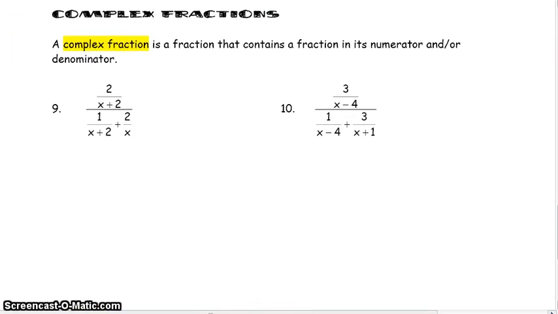Now, this last part, complex fractions. So a complex fraction is a fraction that contains a fraction in its numerator and/or denominator. Okay, so don't be frightened by this. The only thing that you need to remember when using complex fractions is you just multiply by your reciprocal. Okay, it's no different from having a fraction dividing by another fraction. That's what we talked about in 9.4 in our last video. So this is just like that.